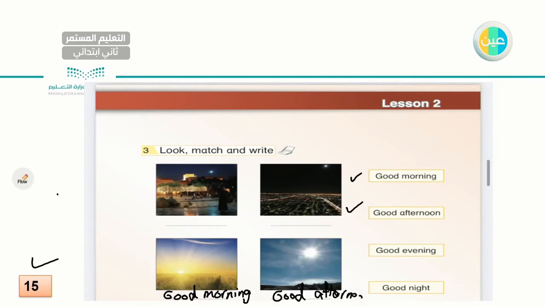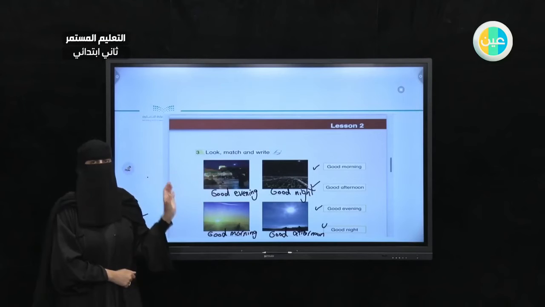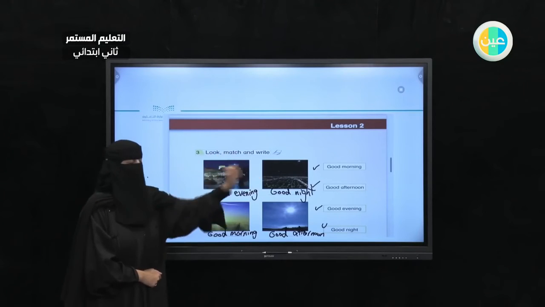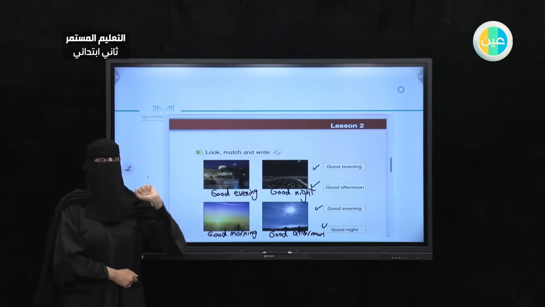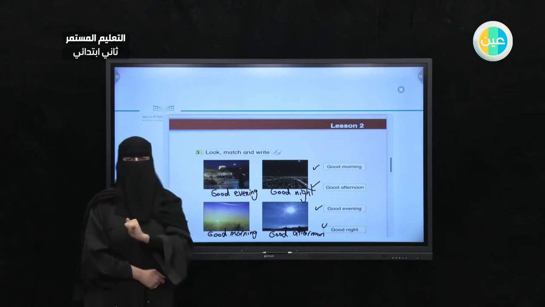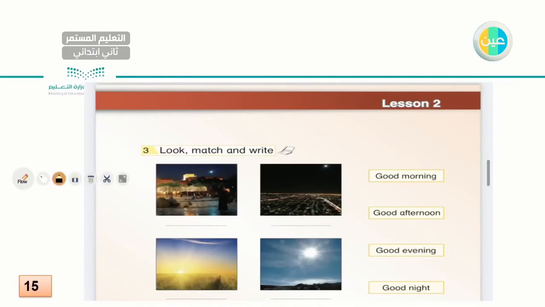I'm sure you will be doing much better than me now. Good afternoon. Let's go to the 3rd one. Good evening. Very good. This is good evening. And the last one here I have is good night. Very good. So these are the 4 words linked to the 4 parts of the day with the pictures, okay? So let's go through them one at a time. Good morning, good afternoon, good evening, and good night. Very good. Let's go to the next part of page 15.